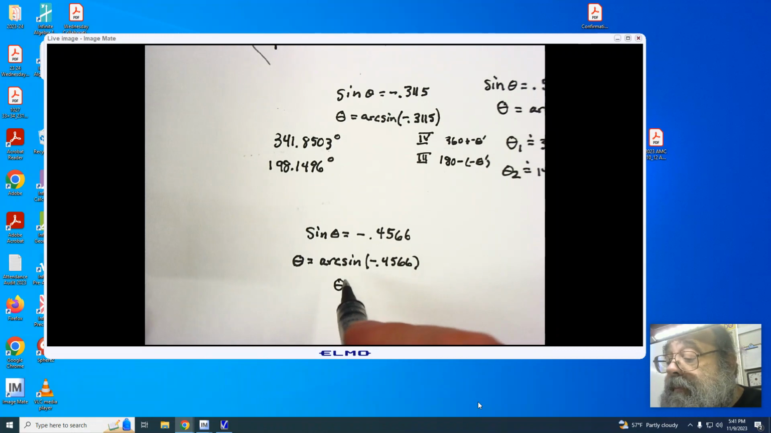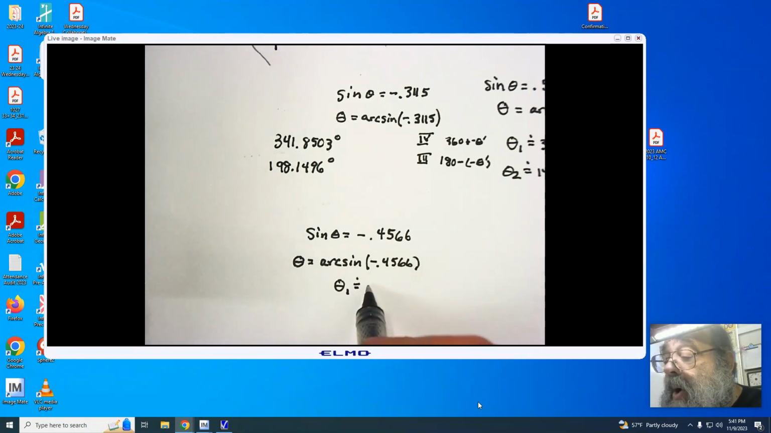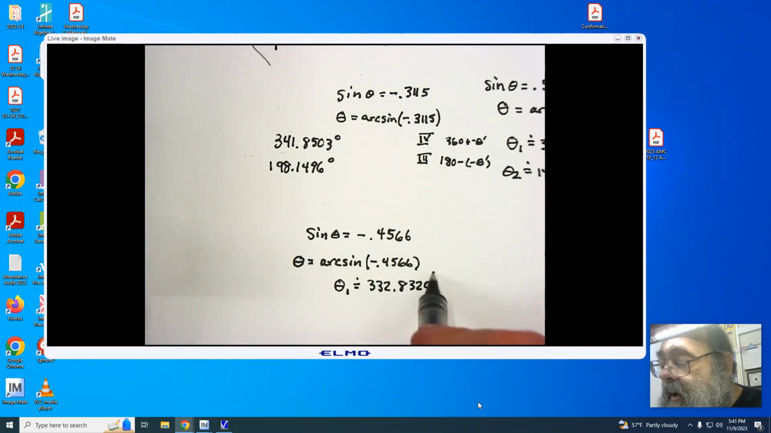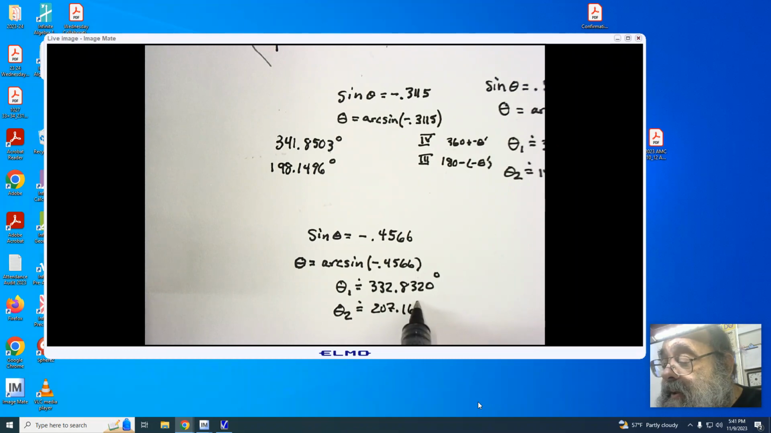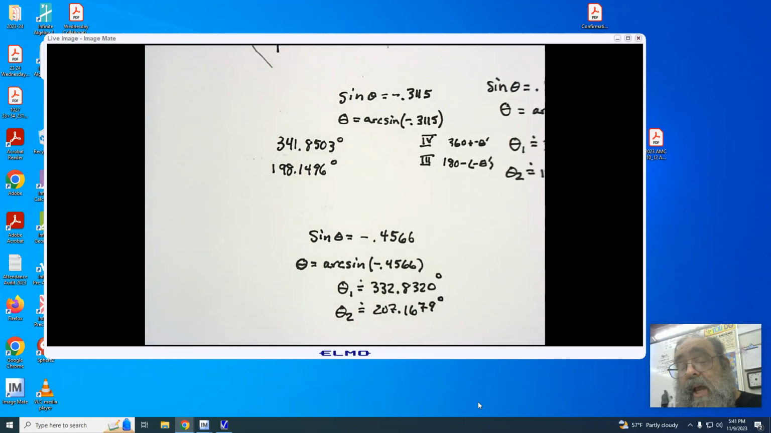Theta 1, once again, it's approximate, 332.8320. And we make sure we use our degrees. Theta 2 is going to be 207.1679 degrees. And what I want you to notice is just this general process. Next week, when we go to radians, you're going to have to do it with radian values, and it's the same thing except we're working with pi and 2 pi. All right, instead of 180 and 360, we're going to have pi and 2 pi appropriately.